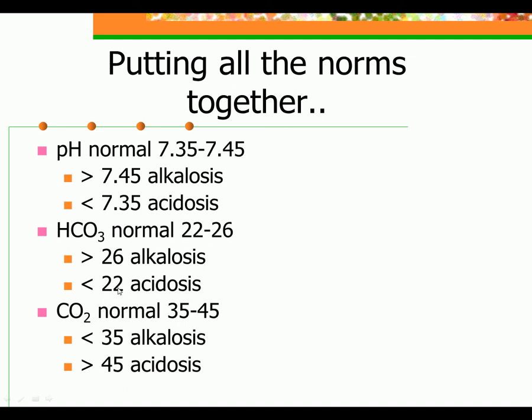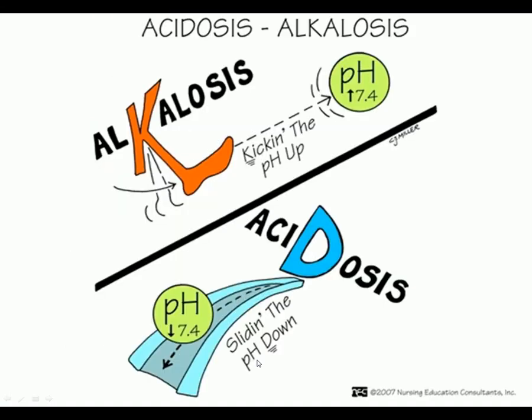Think of your scales. CO2, normal 35 to 45. Anything less than 35, this is my acid part, is alkalosis. Greater than 45, my acid part, so it would be acidic. Know this, know this, know this. So what am I doing with acidosis, alkalosis? With alkalosis, I'm kicking the pH up, so your pH goes up. With acidosis, I'm sliding down the scale, so the pH goes down. Okay, and it says 4.4, but it's 7.35, 7.45.